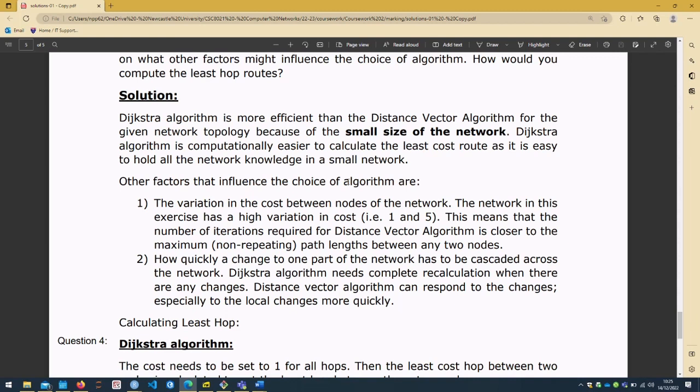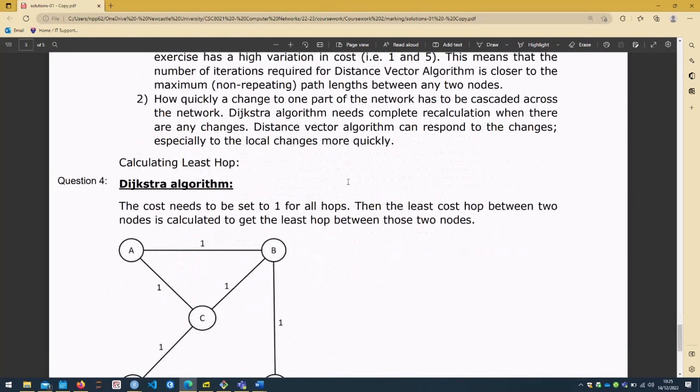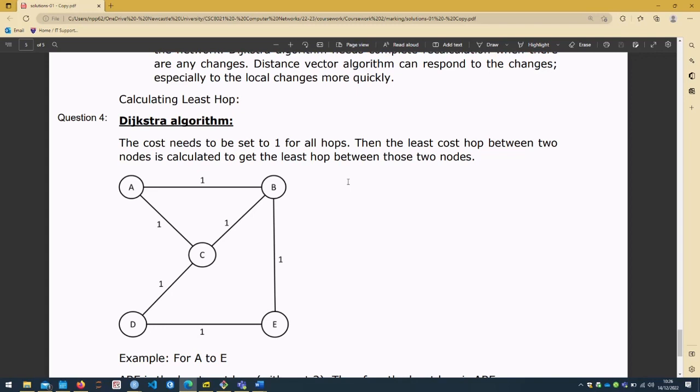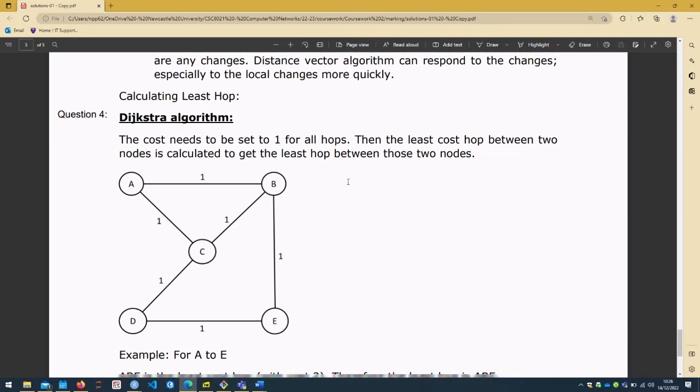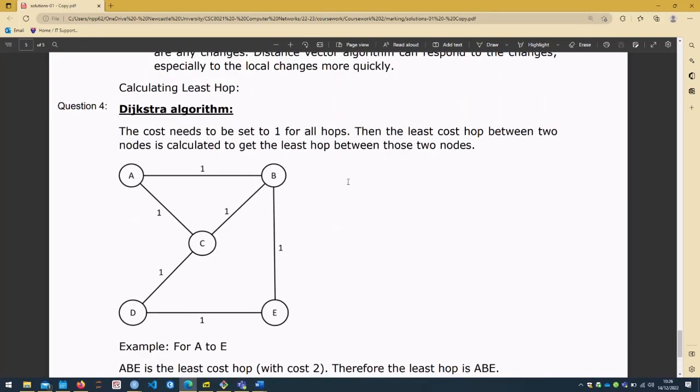So how would you compute the least hop routes for each algorithm? What do we do if we just want to figure out the minimum number of hops between each pair of nodes? Right, so we set the cost for each link in the network to 1, and then we just compute the least cost routes. So if you want to get from A to E, the least number of hops is 2, so A, B, E.